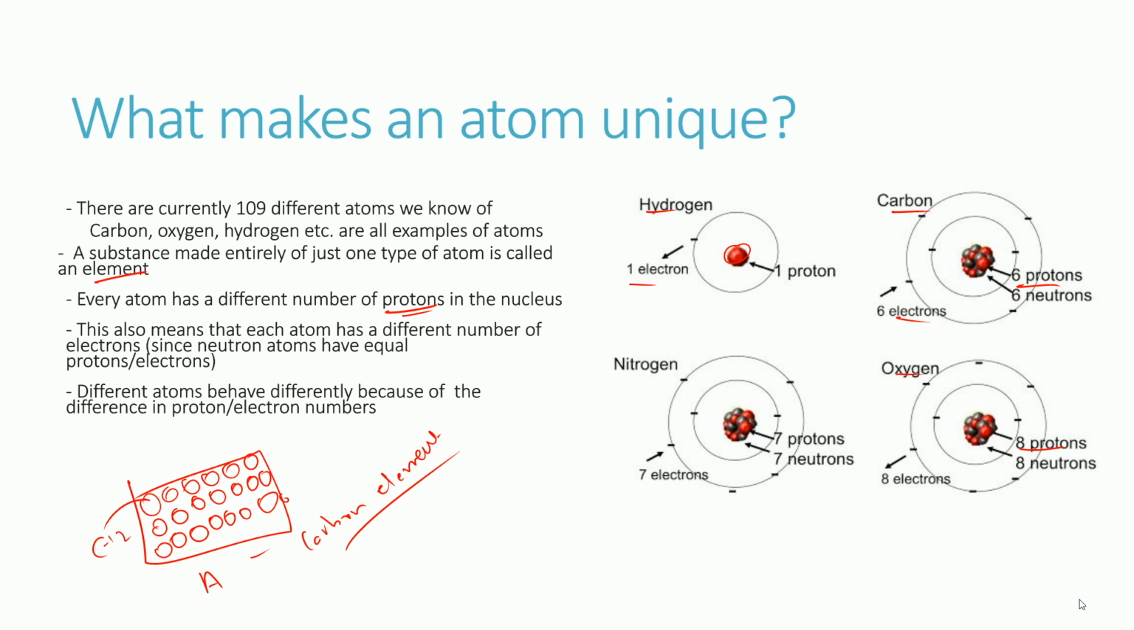Well, oxygen has 8 protons and 8 electrons, and therefore you can see every different type of atom fundamentally has a different number of protons, and that's what makes it unique, because when you have a different proton number, you also have a different electron number. And when you've got a different electron number, they will fundamentally behave differently, because they've got different stabilities associated with the different number of electrons outside of the nucleus. So that's what makes an atom fundamentally different from another atom: the proton number, and as a result the electron number as well.